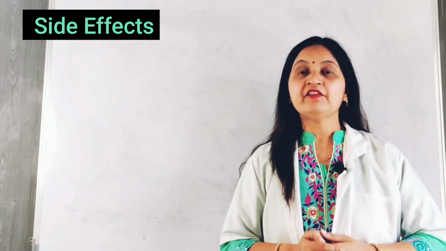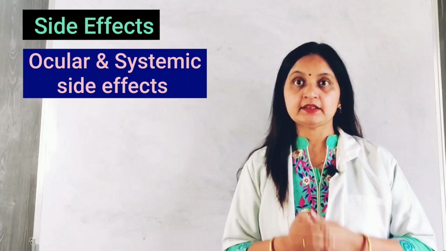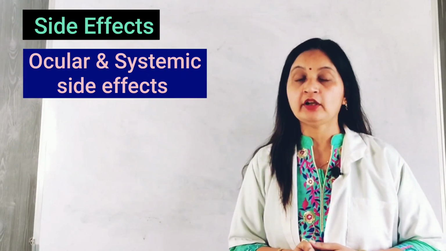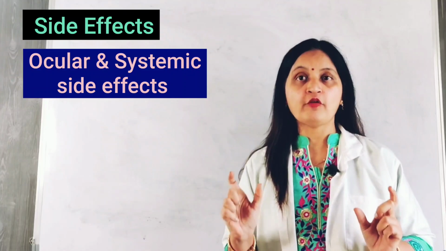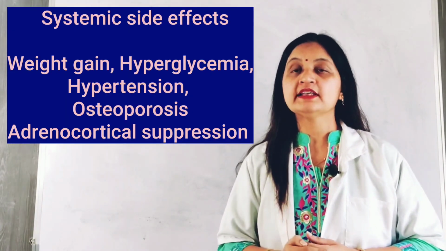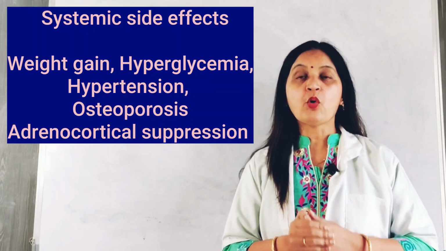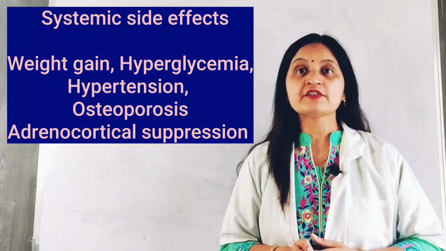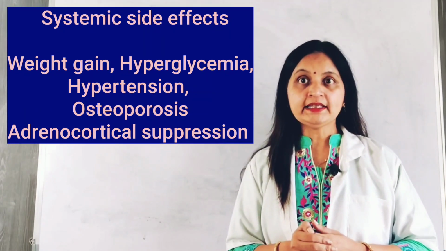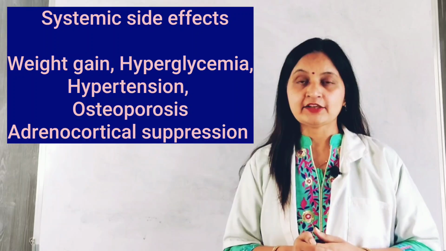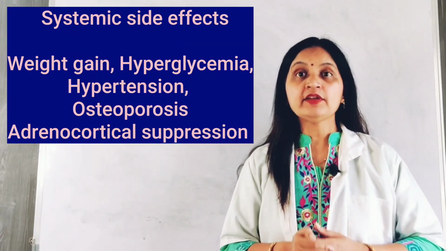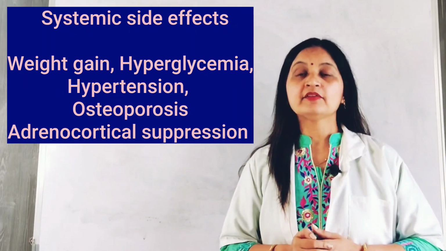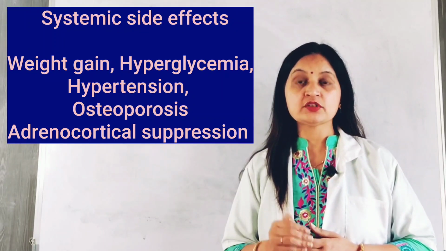Next, we move on to the side effects and complications of steroid therapy. The side effects of steroid therapy depend on the dosage and the duration of treatment. So the side effects can be divided into systemic side effects and ocular side effects. As we are aware, oral or intravenous steroids when used for long term increase the risk of systemic side effects such as weight gain, hyperglycemia, hypertension, osteoporosis, increased risk of infections. So these are some of the systemic side effects of steroids when used in high doses for a prolonged period.